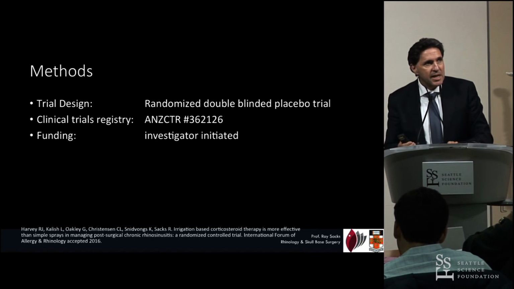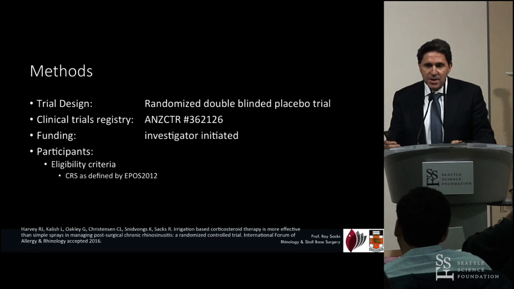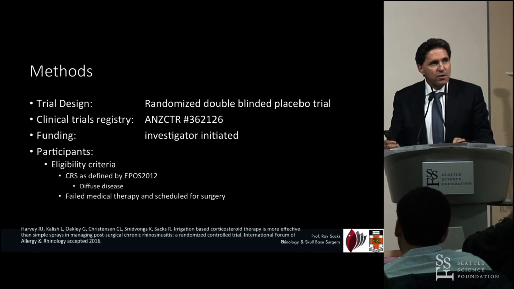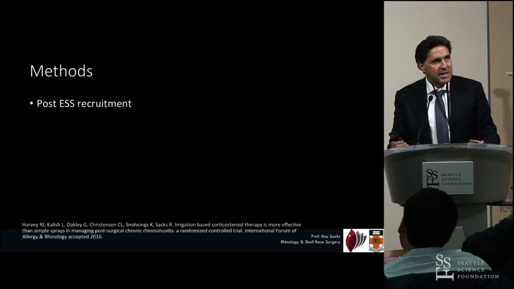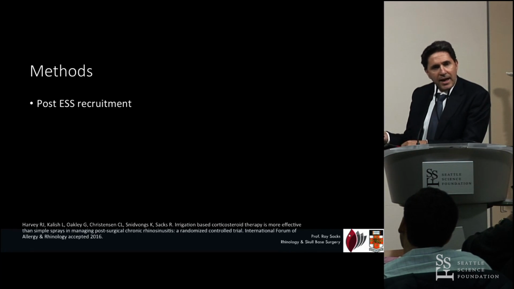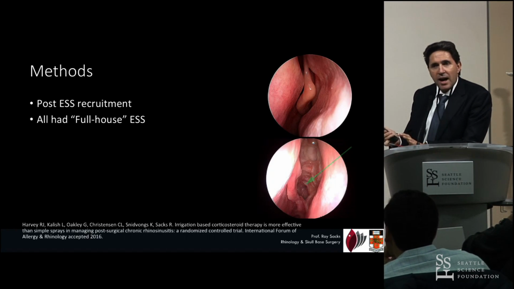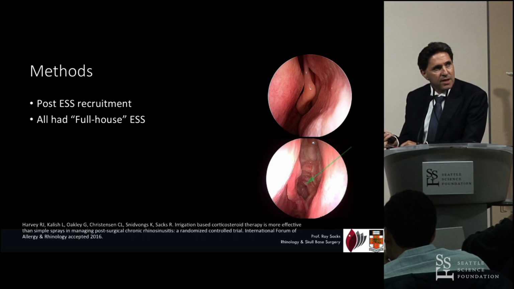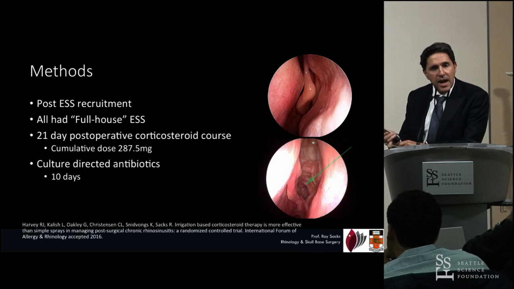And so we did an RCT. We basically had patients all defined by EPOS as CRS. They all had diffuse disease. They'd all failed sinus medical therapy. They'd all had surgery. They were all adult patients, and we excluded those with systemic diseases. We recruited them all, and they came into our study after they'd had a complete FES. All of them had a complete full house endoscopic clearance of all the ethmoid air cells, wide open sphenoid, wide open frontal sinus, and middle meatal antrostomy. They all had a 21-day oral course of steroids, and they all were given 10 days of culture-directed antibiotics.